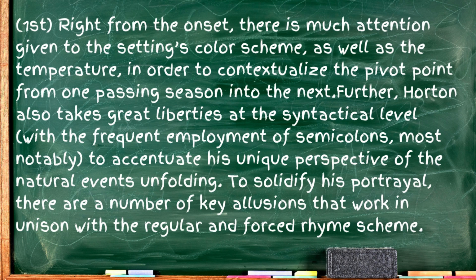Right from the onset, there's much attention given to the setting's color scheme, as well as the temperature in order to contextualize the pivot point from one passing season into the next. Further, Horton also takes great liberties at the syntactical level with the frequent employment of semicolons, most notably, to accentuate his unique perspective of the natural events unfolding. To solidify his portrayal, there are a number of key allusions that work in unison with the regular enforced rhyme scheme. So you can see there's like a teeter-totter balance between explicit and implicit for the terms, devices, techniques.